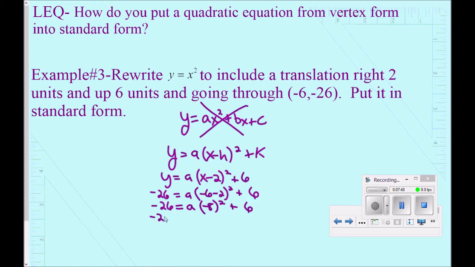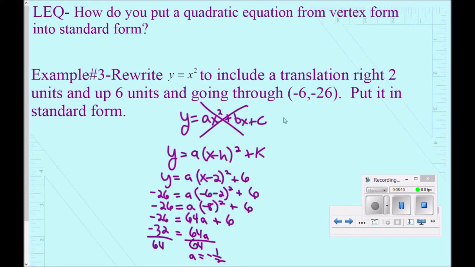So I simplified -8 the quantity squared to give me 64a. Subtract 6 and divide both sides by 64. So a is equal to -1/2.